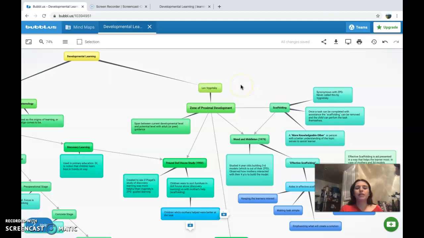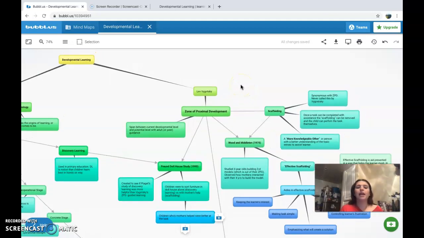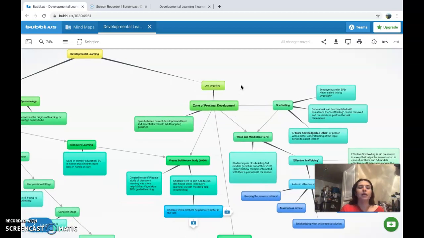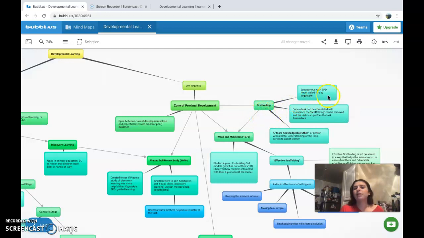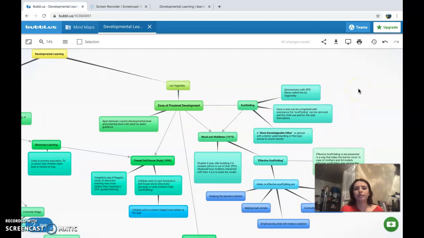Lev Vygotsky was the second psychologist we learned about this week, and he developed the zone of proximal development, which is abbreviated as ZPD. The zone of proximal development is the span between the current developmental level and their potential developmental level with adult or knowledgeable peers' guidance. So the ZPD is basically what a child can actually do with their skills if they were unassisted versus what they could possibly do with assistance. In educational literature, this is sometimes called scaffolding. It's synonymous with ZPD, although Vygotsky himself never used that term.